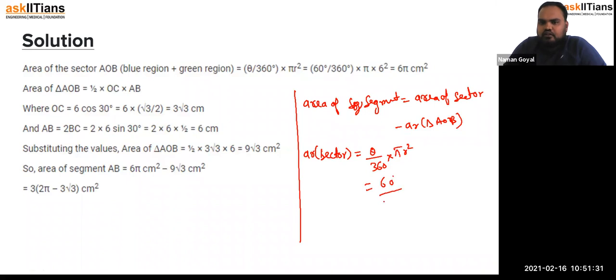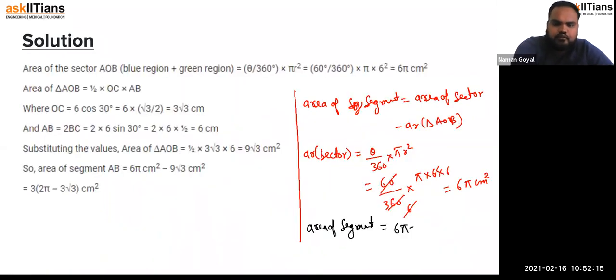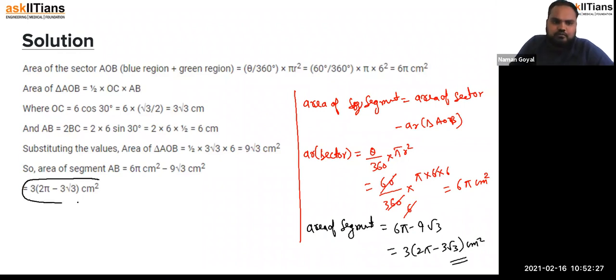Theta is 60 degree upon 360 into pi into radius square. The radius is 6, right? So pi into 6 into 6, and 6 times 6 cancels. We got 6 pi centimeter square. And the area of triangle, how much we got in the previous slide? We got 9 root 3 centimeter square. So area of segment is equal to area of sector 6 pi minus area of this triangle 9 root 3 centimeter square. Now you can take 3 common. So it gives 3 into 2 pi minus 3 root 3 centimeter square. Got it? If you see, we got the same answer.